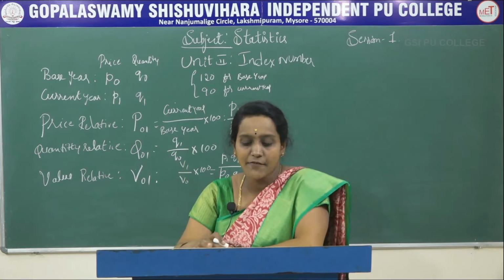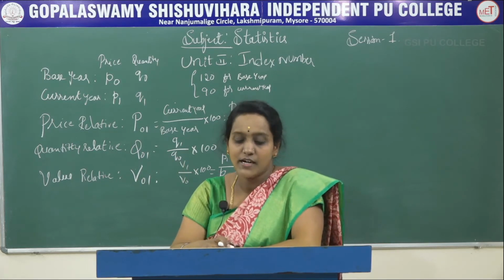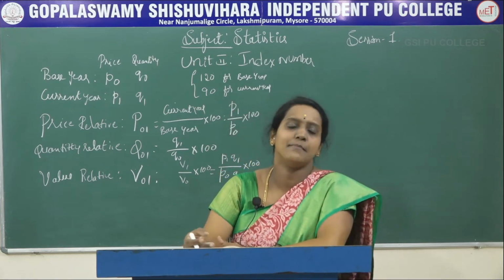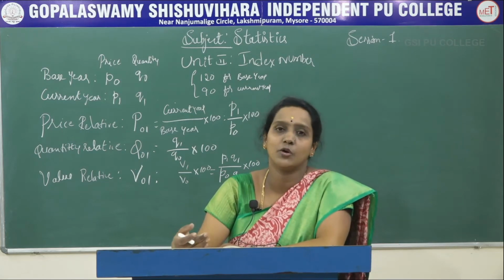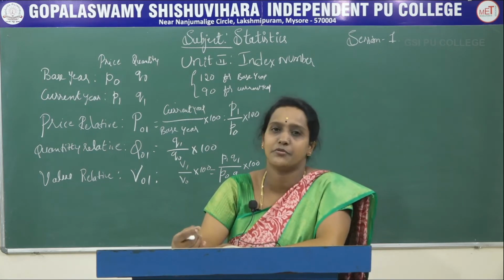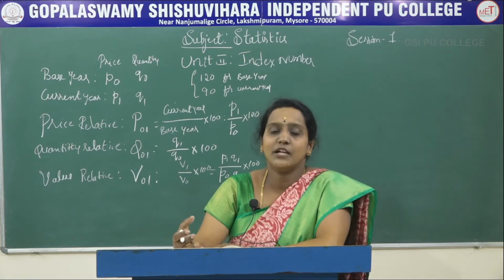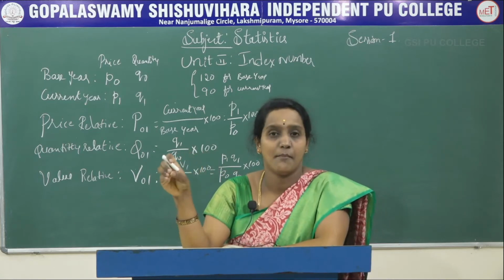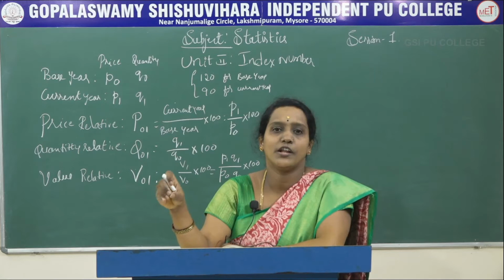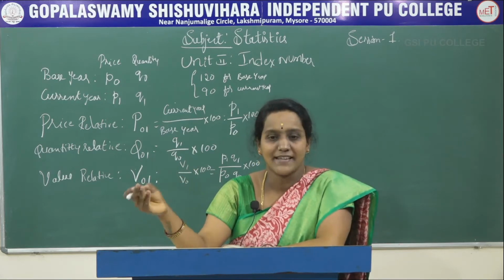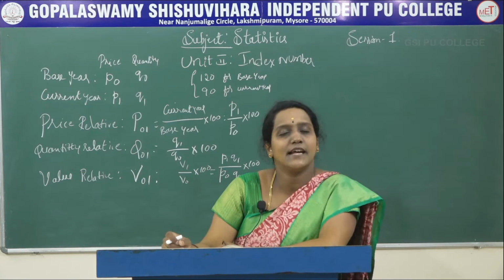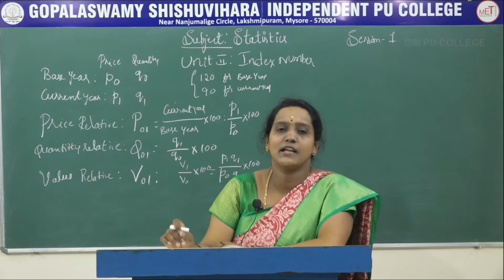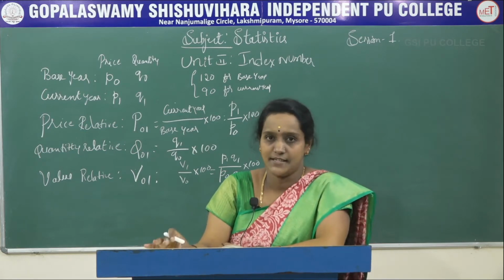Index number studies the effect of factors that cannot be measured directly. For example, our budget will include our food, clothing, education, rent, miscellaneous. It will differ from person to person. So the effect of those things or commodities cannot be measured from person to person. And the last characteristic is that it facilitates comparisons. Yes, as we told, it is very useful in comparing the base year and a current year.